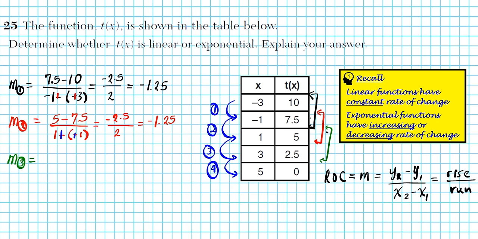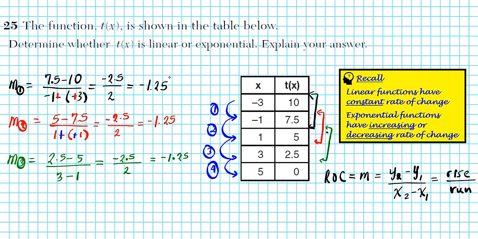What is Y2? Y2 is the one on the bottom, right? 2.5 minus Y1, which is 5, divided by X2. Which one is X2? The one on the bottom, right? 3 minus 1. In the numerator, 2.5 minus 5 is negative 2.5. And in the denominator, 3 minus 1 is 2. If we divide it, we end up with negative 1.25.